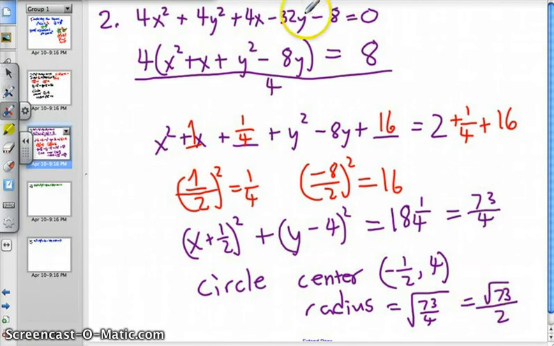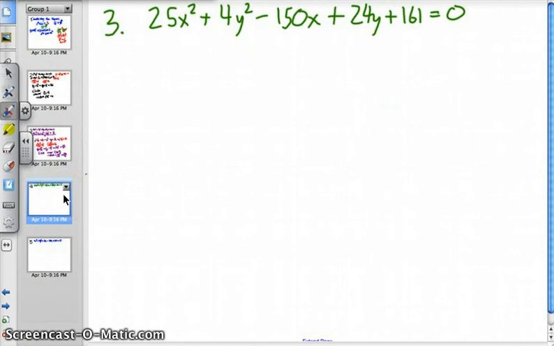So again, I didn't really have a lot of information from this top equation, but in the bottom I can clearly see everything I need to know about this circle. Moving on to example number 3. Now, this one's a little bit trickier because in example number 2 I had the same number in front of x squared and y squared, so it was easy to just divide both of those out. So here we have to do a little bit of a different kind of trick.